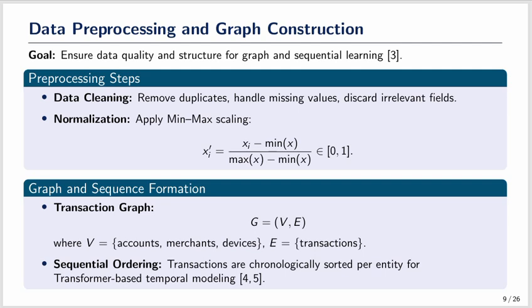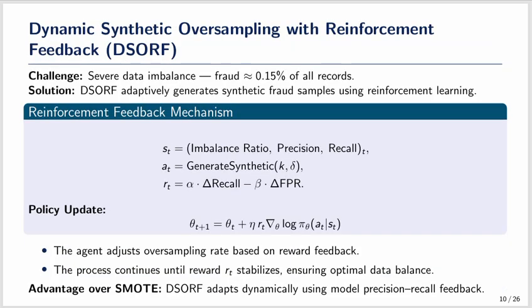Data processing and graph construction come with the goal of data quality and structure for graph and sequential learning. This pre-processing involves data collection and normalization. Graph and sequential formation comes with transaction graphing and sequential ordering. Dynamic synthetic oversampling with reinforcement feedback comes with challenges and solutions. Here, the reinforcement feedback is updated with reward functions and threshold management related adjustment factors, where the fraud model adaptively trains and adjusts with respect to that particular parameter.